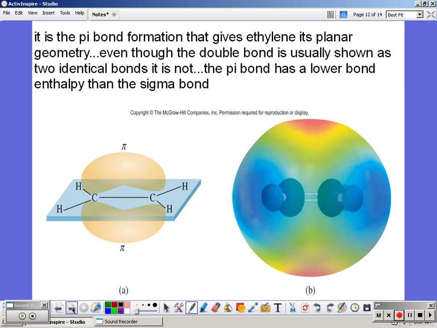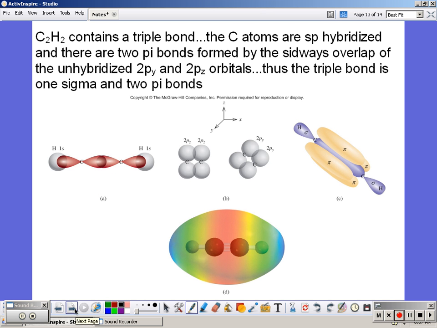C2H4, if we draw that real quick, actually contains a triple bond. Oops, you have to evenly distribute our hydrogens here. So the carbon having to have 4 bonds would have to have a triple bond. So the carbons are 1, 2, sp hybridized. So there are 2 pi bonds formed by the sideways overlap of the unhybridized 2py and 2pz orbitals. Thus the triple bond is 1 sigma and 2 pi's.